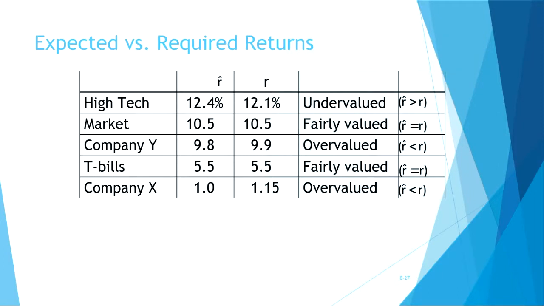Well, we have R hat here, the expected return, and the other one is, if I'm not mistaken, R bar. We are using R here, the required return, right? So we have two returns: expected returns and required returns.